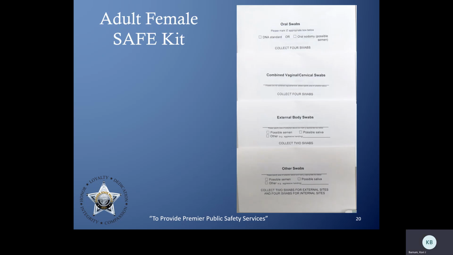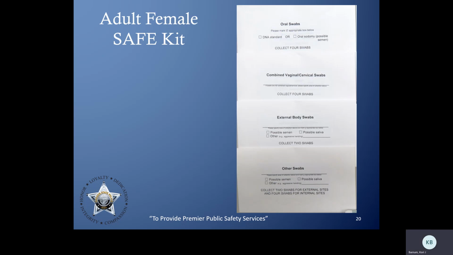The adult female SAFE kit is divided into a set of swab envelopes and a set of hair and trace evidence envelopes. Let's talk about the swab envelopes first. We give you 4 envelopes that are labeled with the most common areas sampled. The first is for oral swabs. And as you may recall, we direct for internal areas that you collect 4 swabs. Please indicate if you're collecting these oral swabs for a DNA standard, or if you're collecting them because semen evidence may be present.